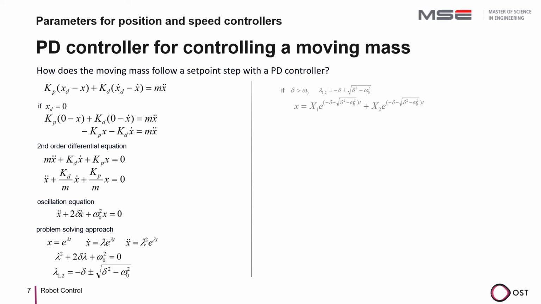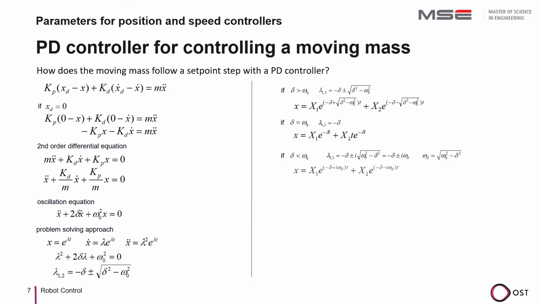If delta is greater than omega, I get 2 real solutions, which I combine with 2 freely selectable integration constants to 1 solution. The solutions are 2 overlapping decaying exponential functions. If delta and omega are equal, I get the solution for the critical case. However, this is only academically interesting because it hardly ever happens in reality that delta and omega are exactly equal. On the other hand, it is interesting when delta is smaller than omega.